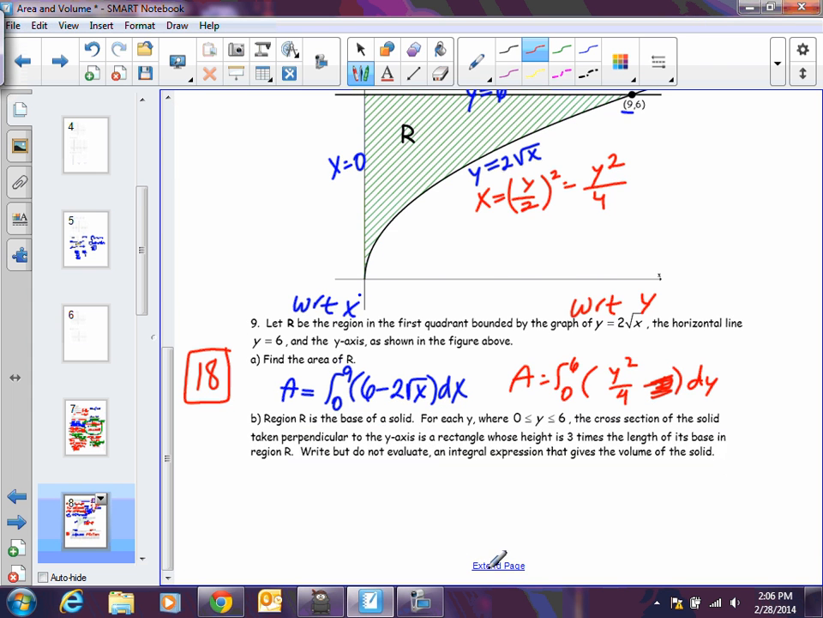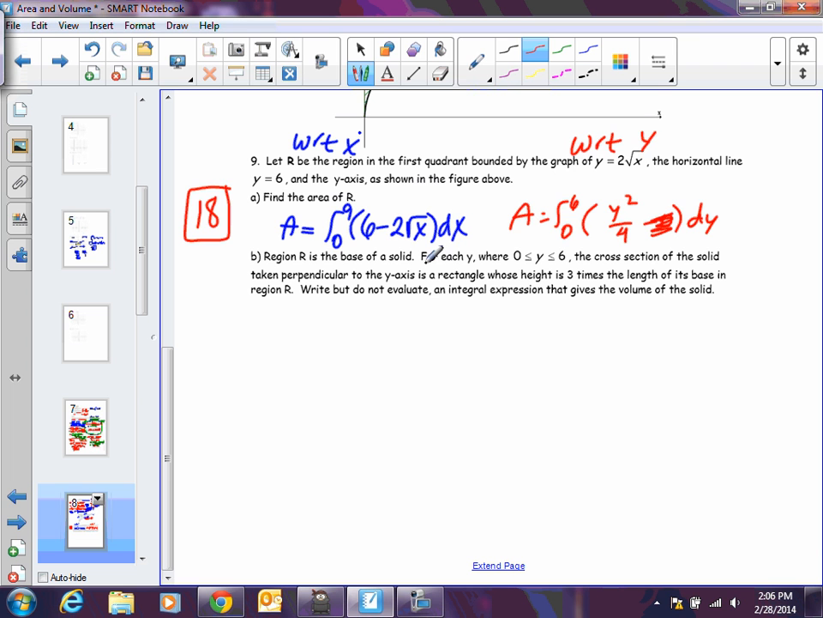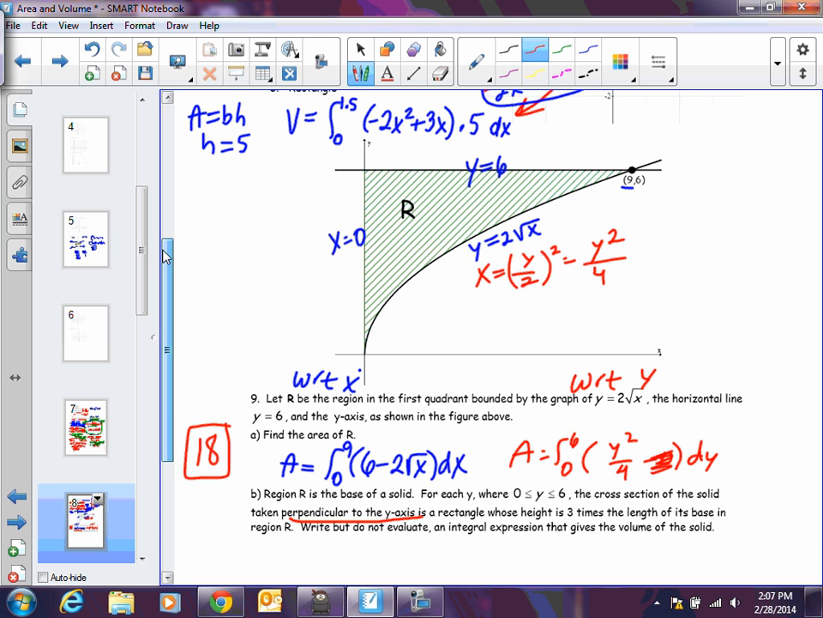All right, so looking at the next part, it says the region R is now the base of a solid. All right, so this is the new stuff. This is the volume stuff. And then it says the cross-section of the solid taken, and we need to pay attention to this, perpendicular to the y-axis. So if I go up here and I draw this, actually let me choose a different color. The y-axis perpendicular would be right here. So when we do this volume, they're telling us which to do with respect to. This is a horizontal slice, so with respect to x or y.